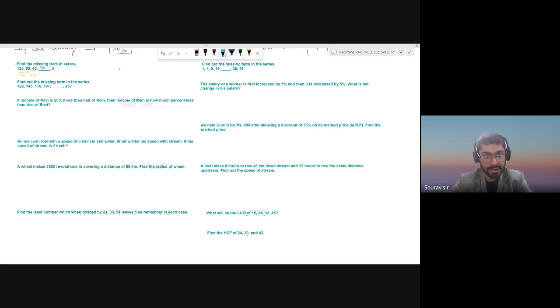Right. If the number is 20, then the difference is 25. The next difference should be 15, which it is, right? So that way we can just verify the answer also, and the missing term is 20.